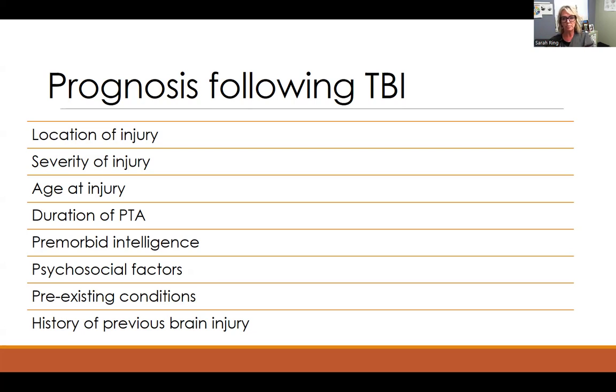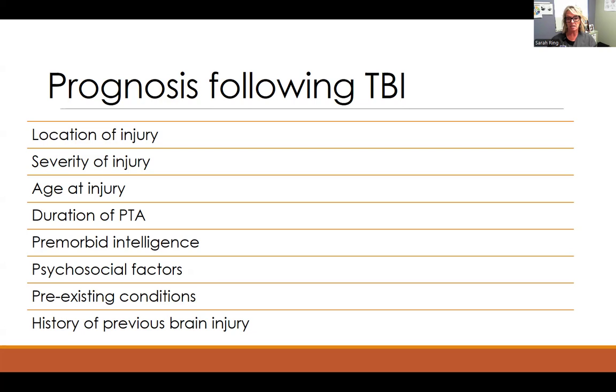The duration of post-traumatic amnesia has also emerged as a strong measure of injury severity after TBI. So we know that the longer an individual sustains that period of post-traumatic amnesia, or that inability to remember or learn new information, the prognosis is less optimal for that individual.